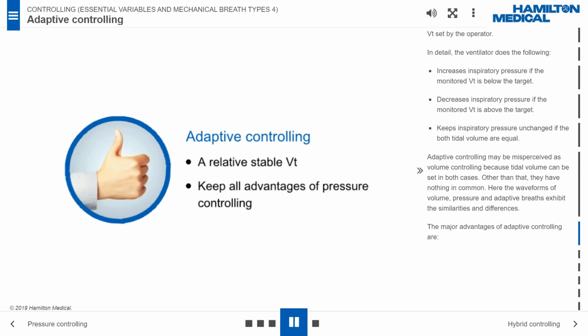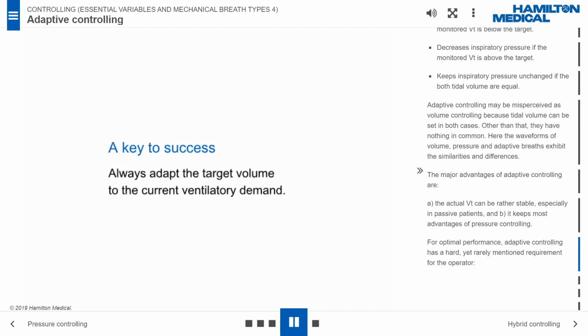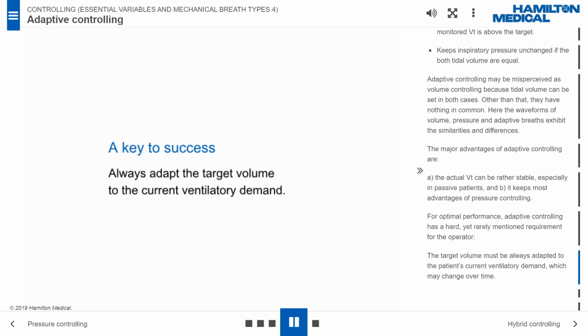The major advantages of adaptive controlling are: A. The actual VT can be rather stable, especially in passive patients, and B. It keeps most advantages of pressure controlling. For optimal performance, adaptive controlling has a hard, yet rarely mentioned requirement for the operator. The target volume must always be adapted to the patient's current ventilatory demand, which may change over time.